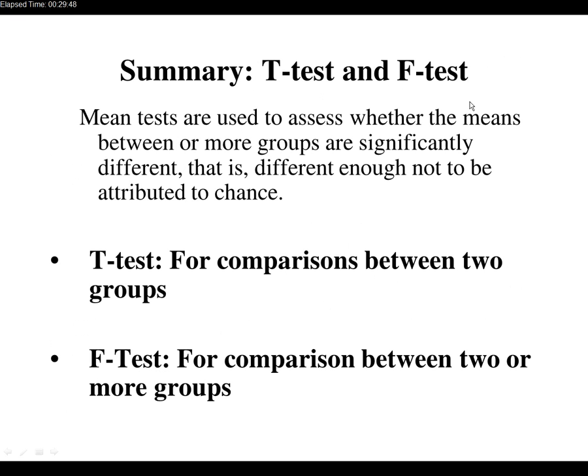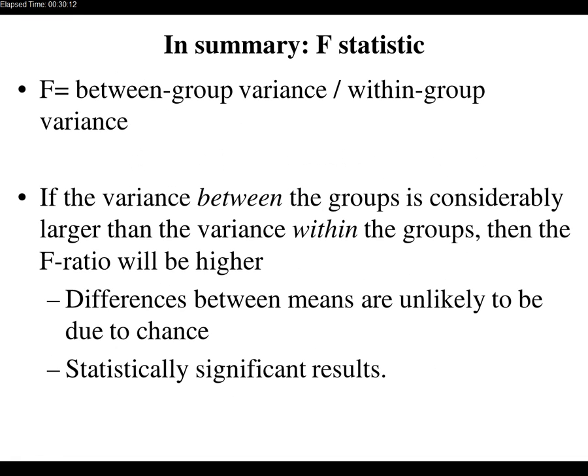Summary. T-test and F-test. Mean tests are used to assess whether the means between one or more groups are significantly different, that is, different enough not to be attributed to chance. The t-test is for comparisons between two groups, and the F-test is for comparisons between two or more groups. The F statistic is the between-group variance divided by the within-group variance. If the variance between the groups is considerably larger than the variance within the groups, the F ratio will be higher, the differences between means are unlikely to be due to chance, and the results will be statistically significant.